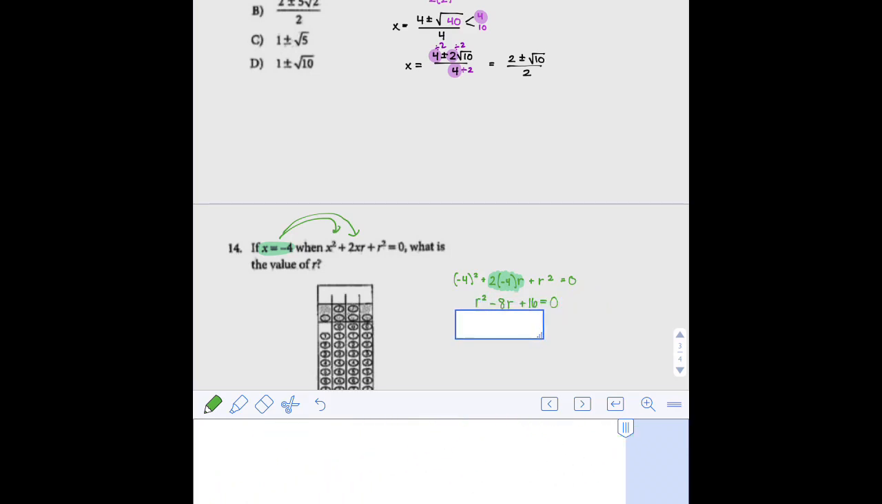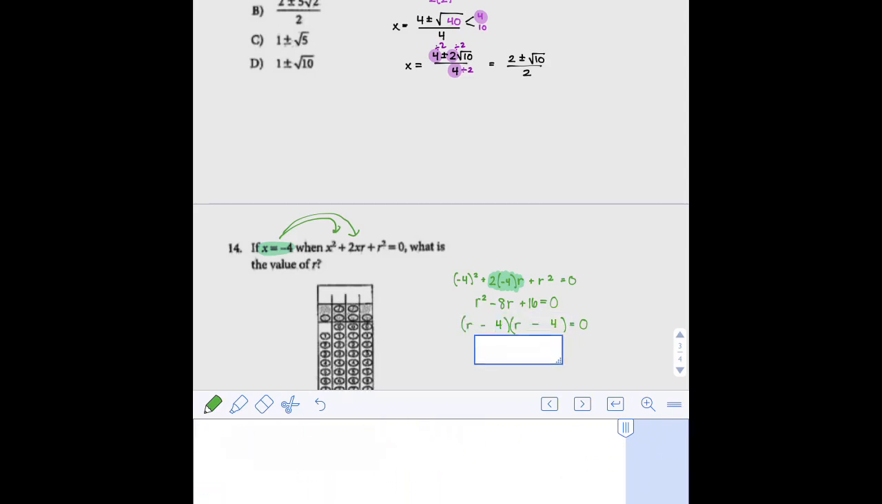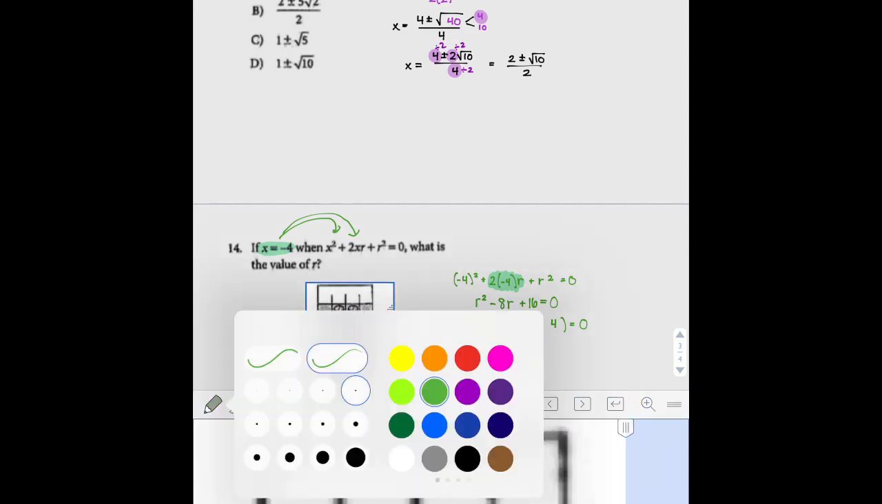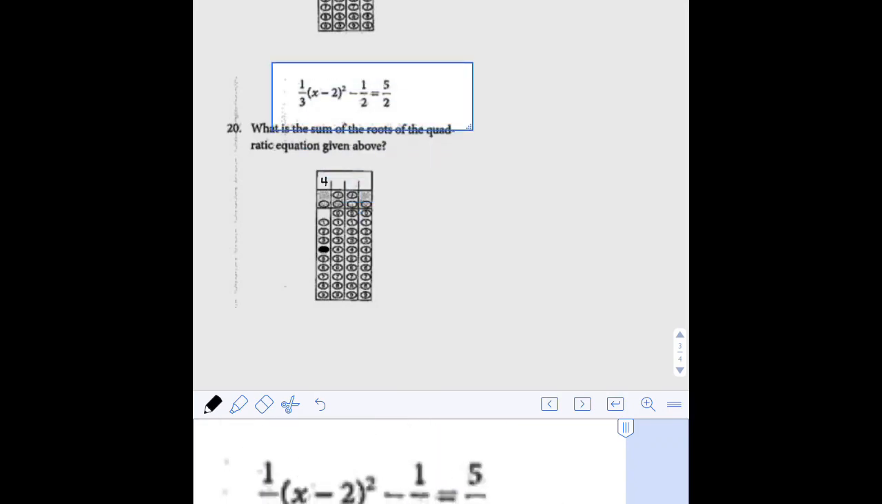So I'm just solving, but I'm also rearranging them. By rearranging it, I can see that this is quadratic and it's factorable. So I'm going to make two groups. I'm going to put r and r, and then the two factors that would work here would be 4 and 4 as long as they're both negative. Okay, so my value of r should be 4. So you can go ahead and bubble that in.